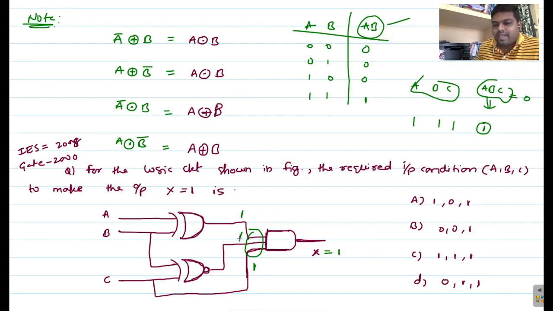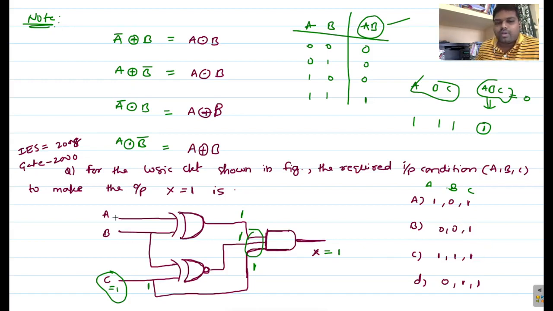So from this circuit, the 1 here indicates that C equals 1. So one thing is over. Just verify the options. This is A, this is B and this one is C. Here C equals 1, but in all the options C is a common element, so you cannot eliminate any options.